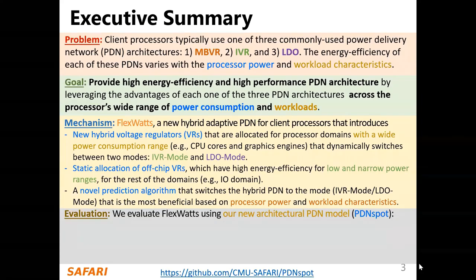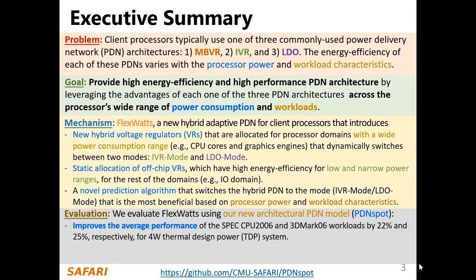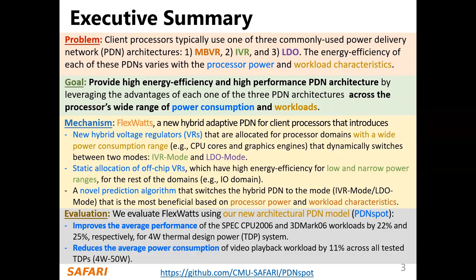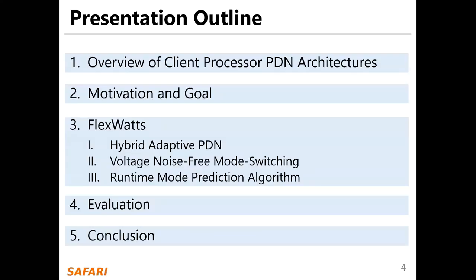We evaluate FlexWatts using our new architectural PDN model, PDN Spot. FlexWatts improved the average performance of SPEC CPU 2006 and 3DMark workloads by 22 and 25% respectively for a 4-watt thermal design power system. And FlexWatts reduces the average power consumption of video playback workload by 11% across all tested TDPs. Here is the outline of the talk today.